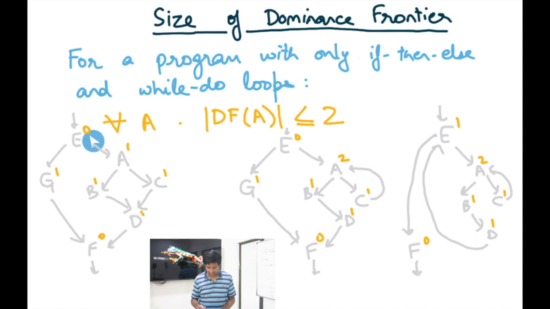And if I look at the size of the dominance frontiers, the superscript basically represents the size of the dominance frontier of each of these nodes. The size of the dominance frontier of E is 0, the size of the dominance frontier of A is 1, and so on.